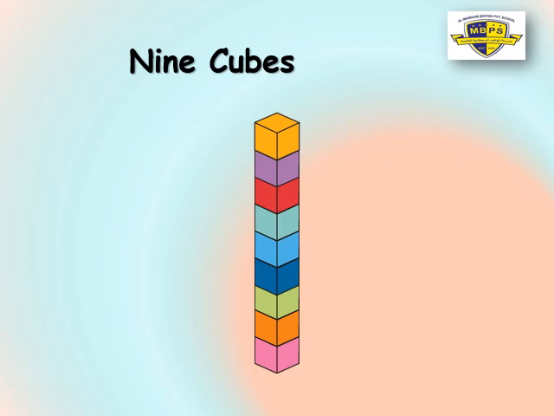Make 9 cubes. Count them. Are they 9? They're the same 9. Now break and write the 2 numbers on the sheet of paper and they should make 9.